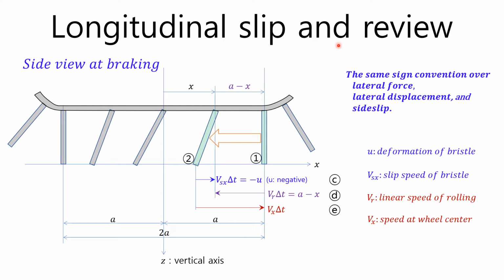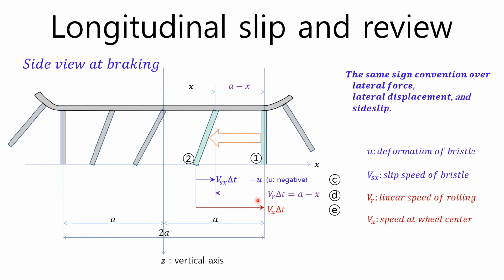Let's review the longitudinal slip and the related terminology of the last video, E54, before the sign convention of the longitudinal slip. This figure shows the longitudinal slip in braking. It shows the deformation of the bristle during the time delta t, when the bristle at the position 1, which has entered the tire contact patch, moves to the position 2, which is separated by a distance of a-x at the reference of bristle base.